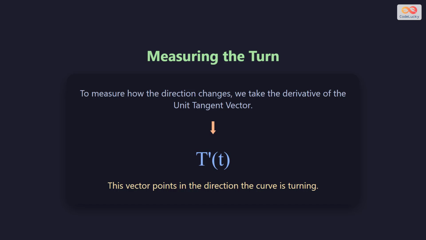To quantify this turning, we look at the rate of change of the tangent vector itself. We calculate T prime of t, which is the derivative of the tangent vector. This new vector tells us the direction in which the tangent vector is turning.